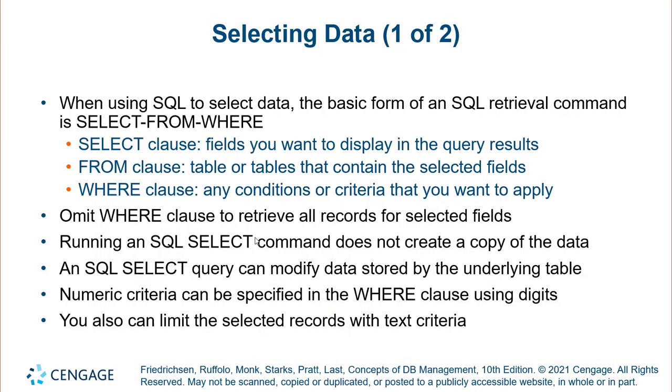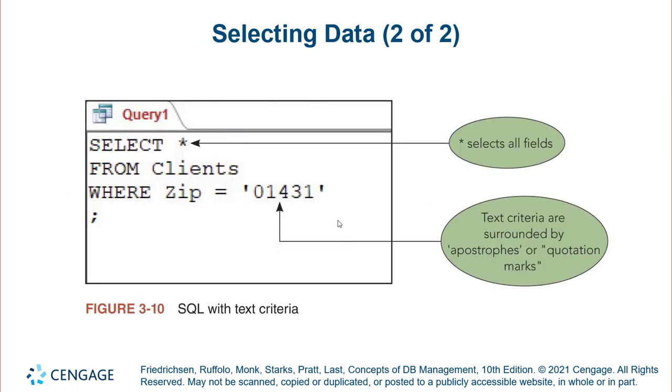So, all that good stuff. There's an example: select star. That's going to select every field within the table. And there's using text, good, even though it's a zip code. Not sure why they didn't just use a number field, but whatever.